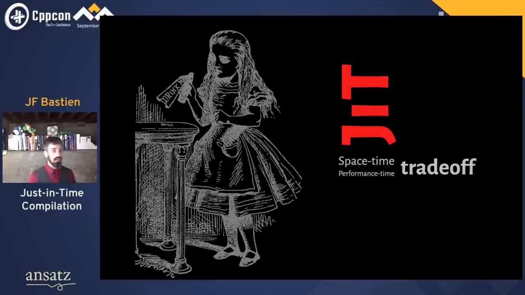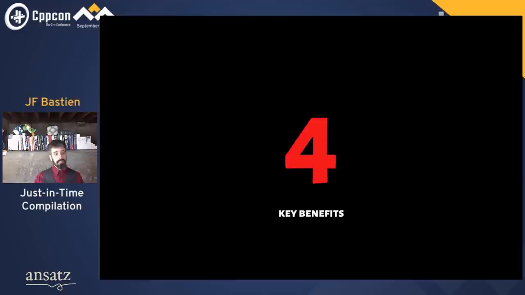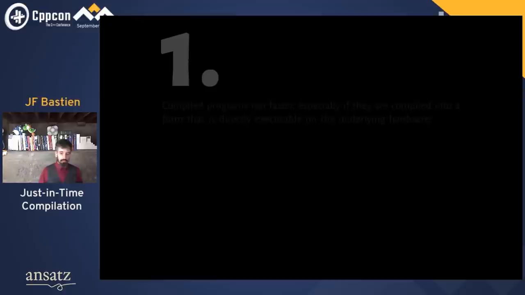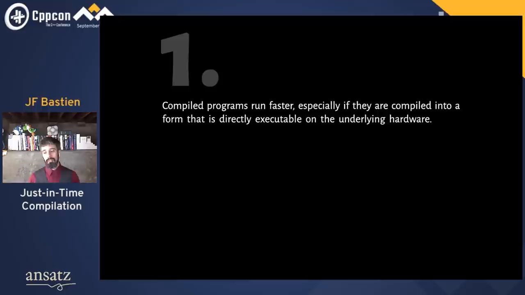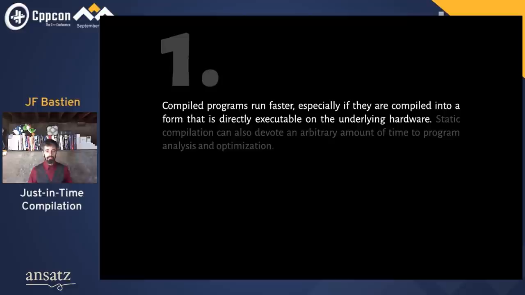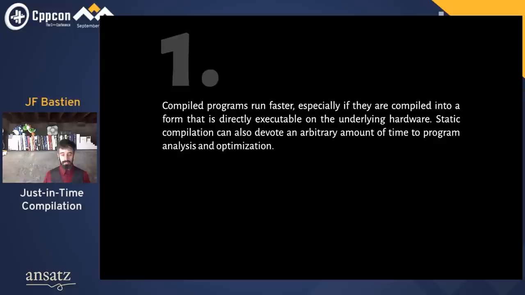And so to explain that, I'll go into the four key benefits that JIT systems gain from AOT and interpreters. Right? There's really four of them, and I'll dive into those. So benefit number one, compiled programs run faster, especially if they're compiled into a form that's directly executable on the underlying hardware. Makes sense. Static compilation can also devote an arbitrary amount of time to program analysis and optimizations. By now, we've already discussed this.